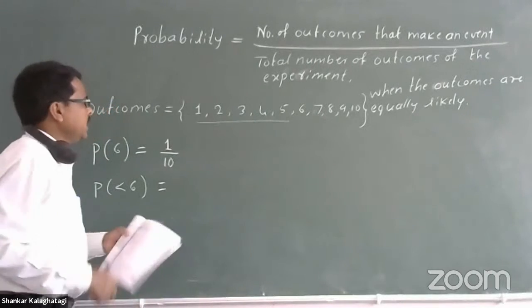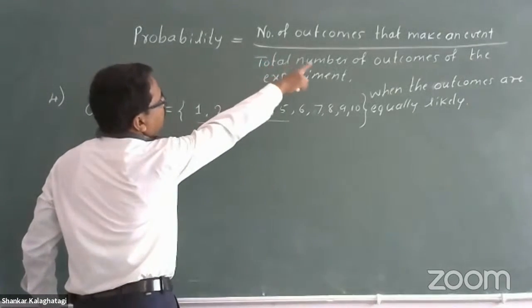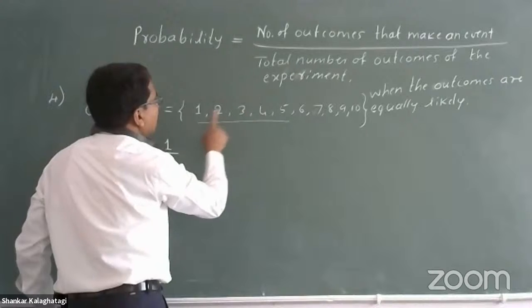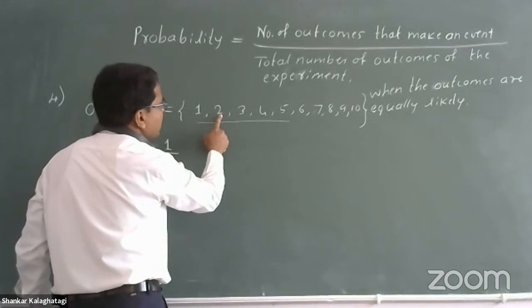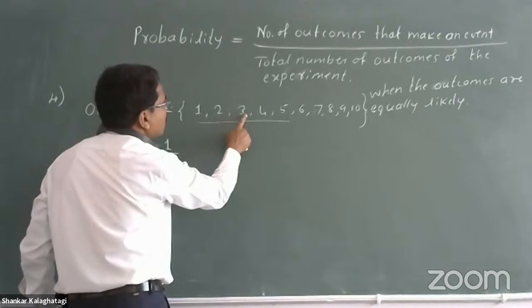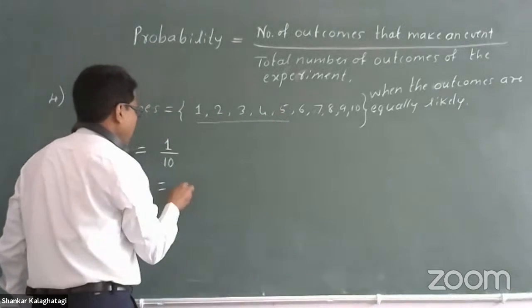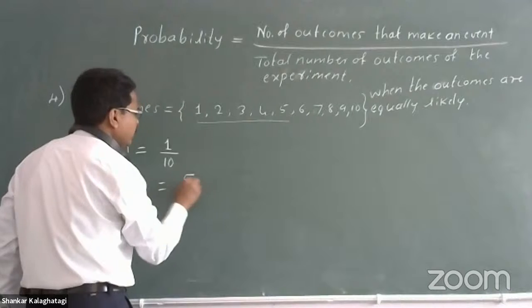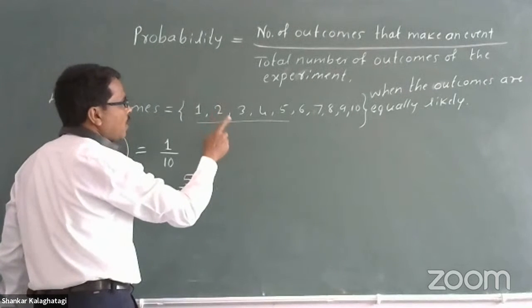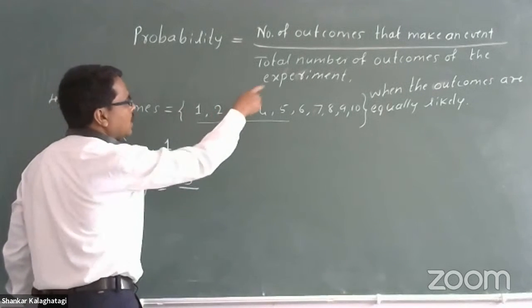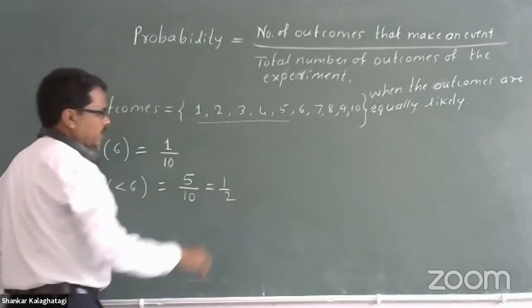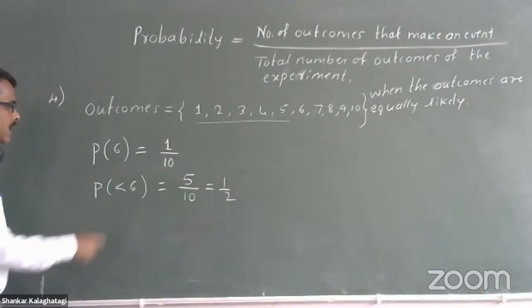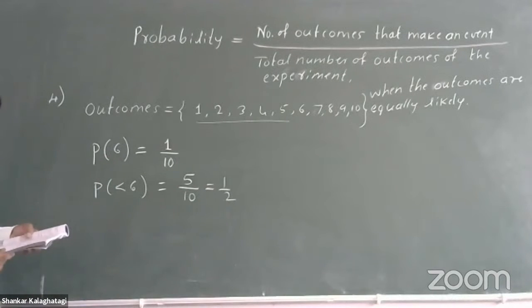Therefore, what can we write? Number of outcomes that make an event: if this comes, it makes an event; if this comes, it makes an event. So 1, 2, 3, 4, 5, 5 outcomes make the event. Total outcomes are 10. 5 by 10 is the probability. This is 1 by 2. Probability of getting a number less than 6 is 1 by 2.